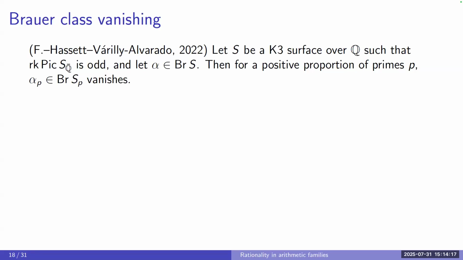So this is a result joint with Brennan Hassett and Tony Varilly-Alvarado, where basically we show that in the setting where the Picard rank jumps upon reduction for a positive proportion of primes, then you can also show that any Brauer class is going to vanish for a positive proportion of primes. There's a slightly more general statement than what I've written, but one assumption you could place is that the geometric Picard rank is odd. And that's enough to force this jumping.